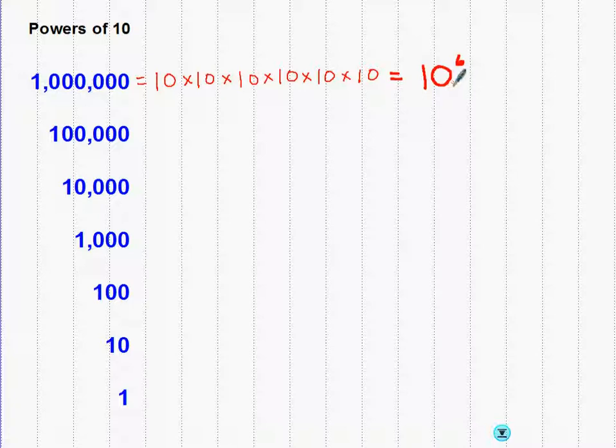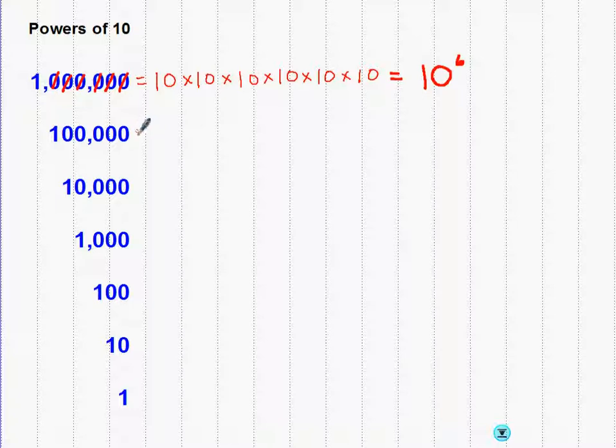Now, if you notice, looking for patterns here, our base number of 10 raised to the 6th power, an exponent of 6, that 6 is the same as the number of zeros in our power of 10 number. If we come back and count zeros, we've got 1, 2, 3, 4, 5, 6 zeros in 1 million. So this would be 10 to the power of 6. All right, let's continue our pattern.